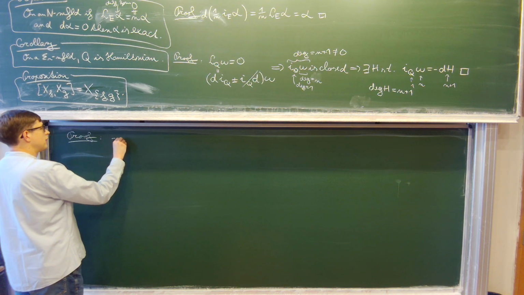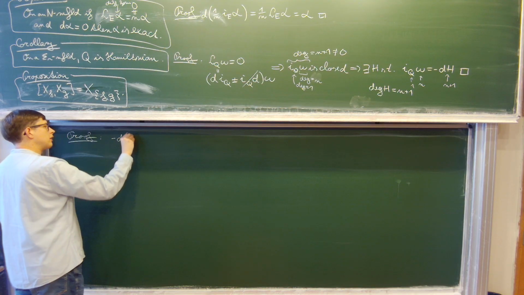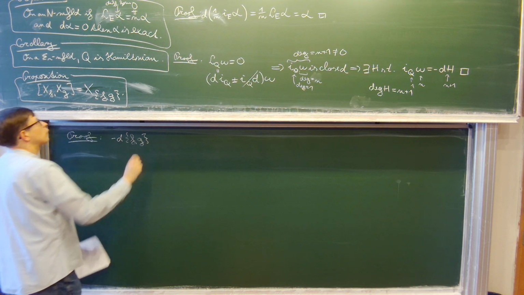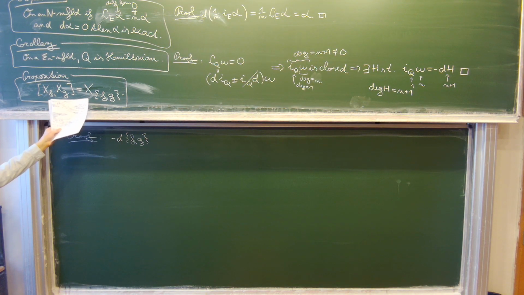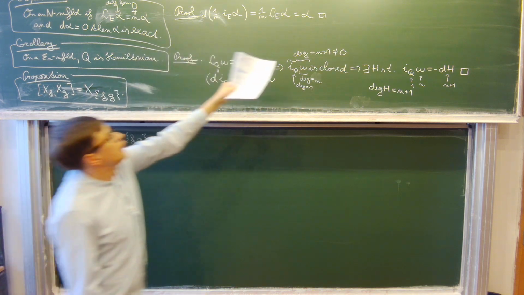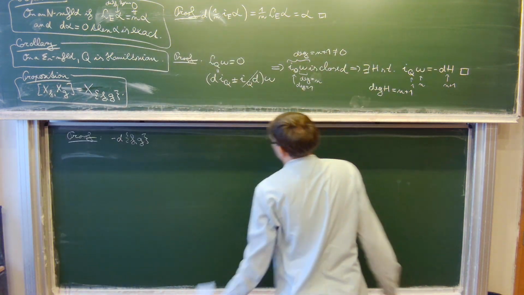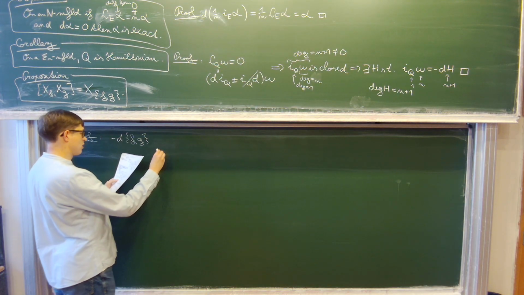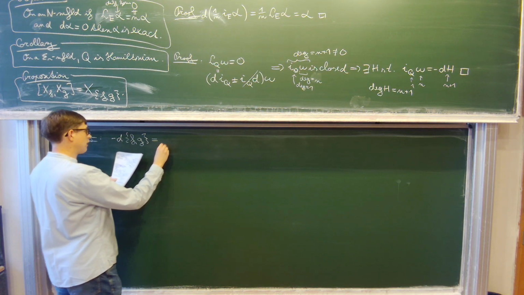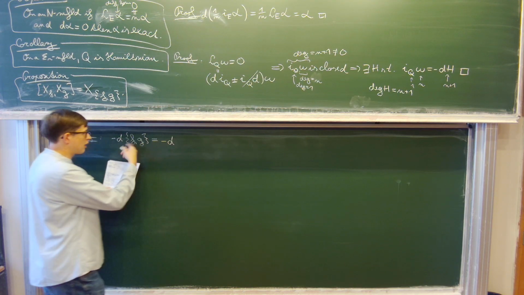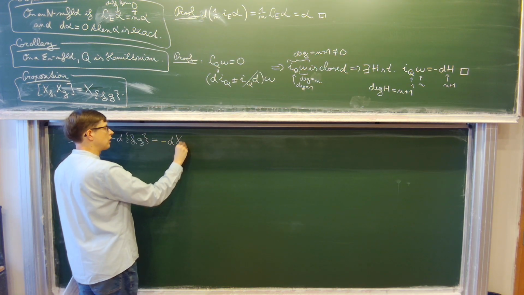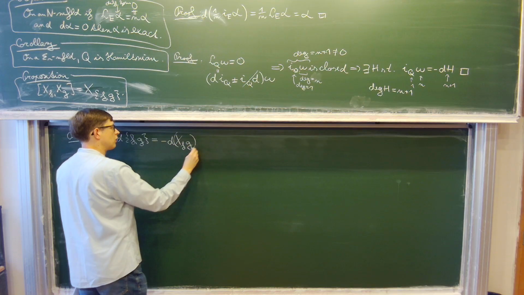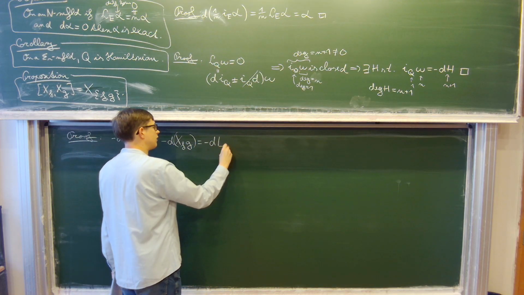So let's start by calculating this expression. We want to start from the right hand side. We put there the commutator, the Poisson bracket, and let's calculate this. Let's see where signs emerge. So first of all, using the definition, this is just the Hamiltonian vector field acting on G, which is the same as a Lie derivative.